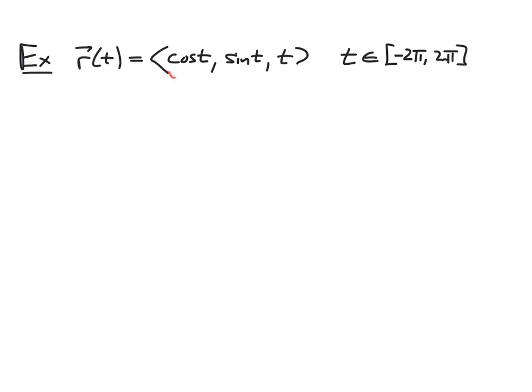So for example, if I focus on the first two components, the x and the y component, I know that cosine squared of t plus sine squared of t is equal to 1. It's one of the first things you will learn about sine and cosine in trigonometry. And so that means that every point identified by this vector function, every point on this space curve, is going to satisfy x squared plus y squared equals 1.